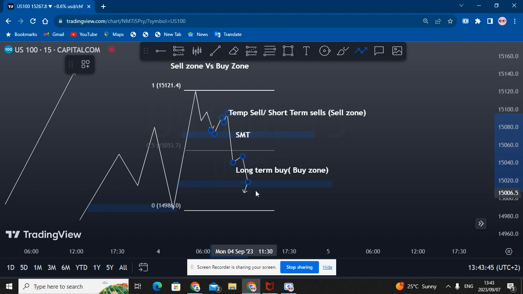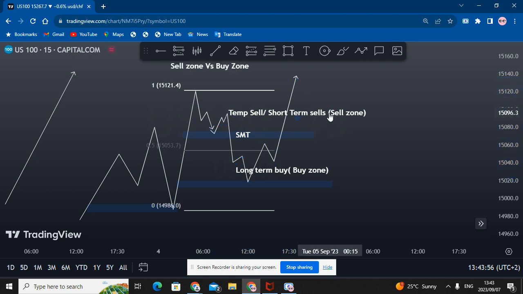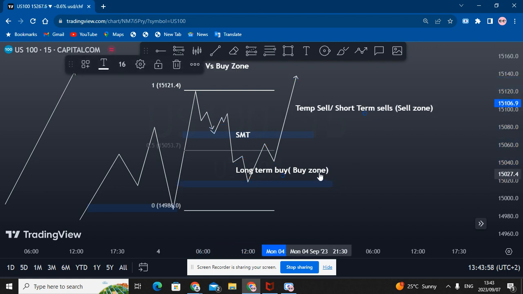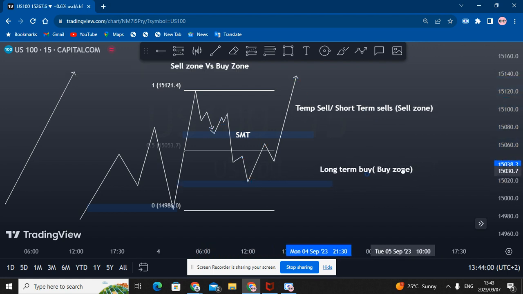So this is what will happen. The market will then come to your low probability order block, or it will come and take out any inducement. Then it will continue up until it breaks structure. So this happens on your buy side. I hope this makes sense.